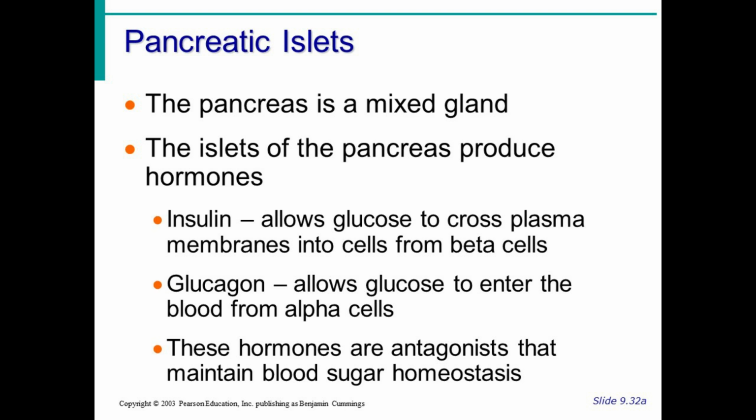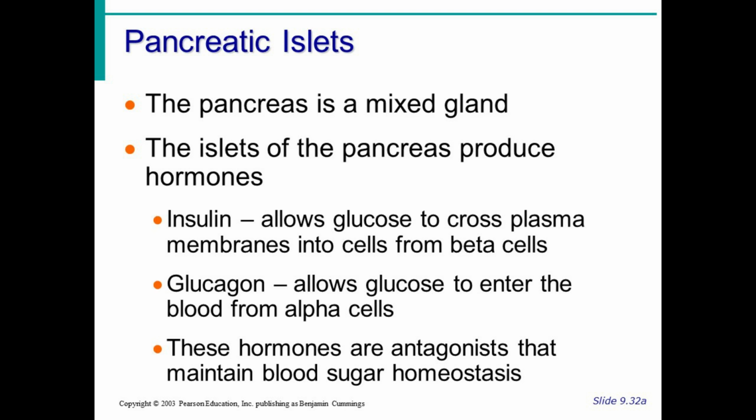Moving on to our next endocrine gland, the pancreas, specifically the islet of Langerhans or the pancreatic islet. The pancreas is a mixed gland as we have discussed in chapter 1. It is both endocrine and exocrine. Outside the islet of Langerhans is the exocrine function of the pancreas. So it has acinar cells that produce digestive enzymes, while the islet of Langerhans contains beta cells, alpha cells, and delta cells.